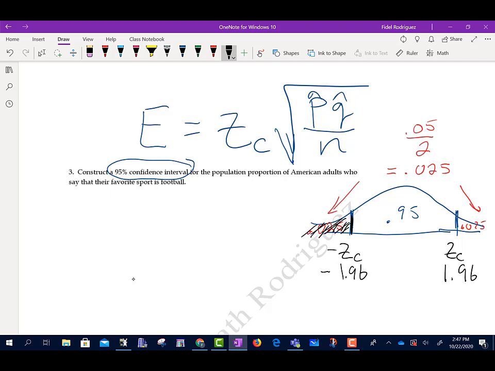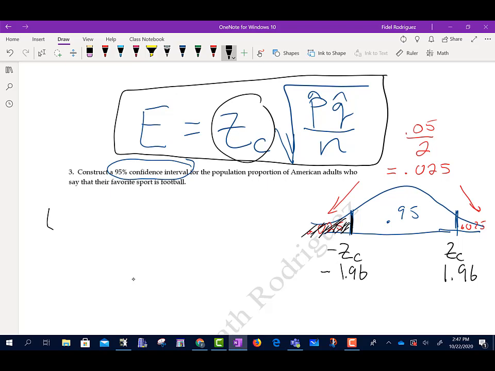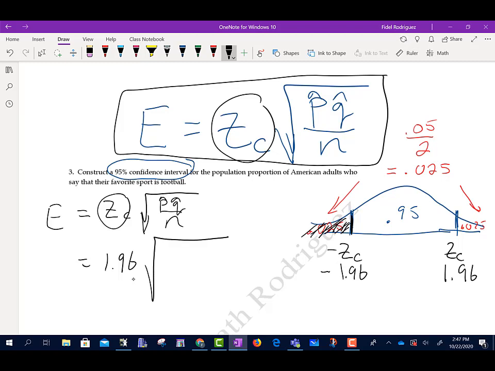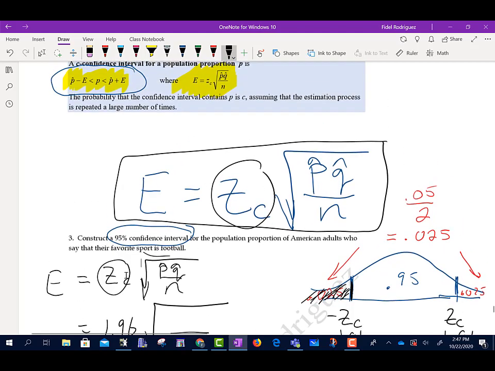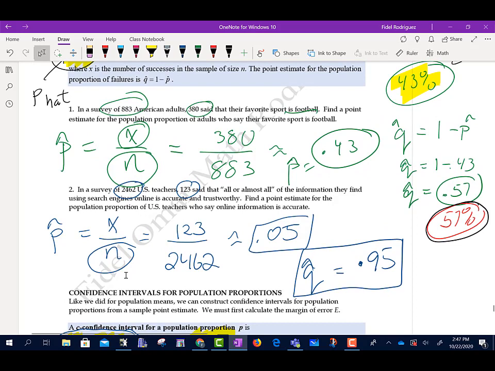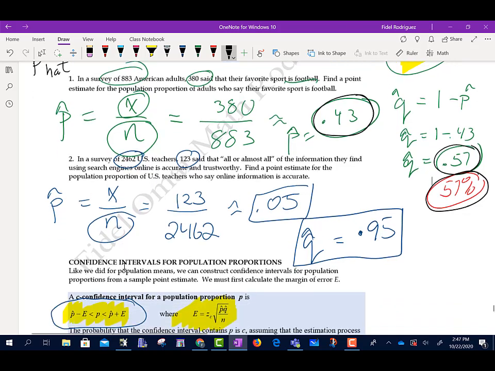So the reason why I want to find this is if you look at my formula, I need to know that value. Okay, so let's start finding our error. I'm just going to write down the formula again so that I have it for this particular problem. Square root over everything. All right, so we just found our zc value to be 1.96. Now, we're going to find our p hat and q hat. So this was the problem talking about football. So let me scroll back up because I know we found our p hat and our q hat up here. Here we go. So our p hat was 0.43 and our q hat was 0.57.